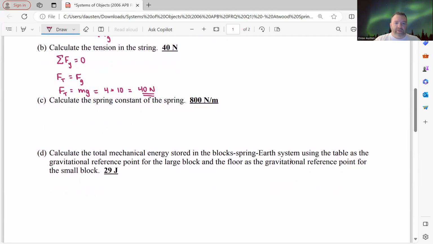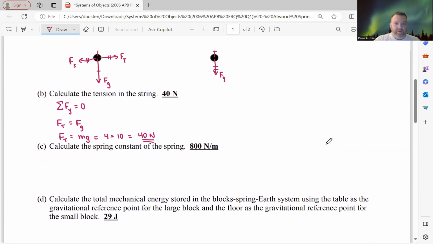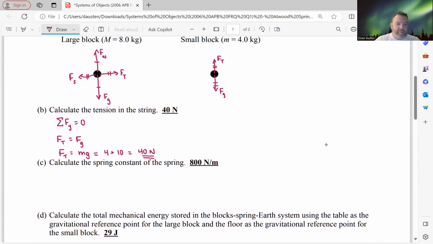For part C, we want to calculate the spring constant of the spring. So now we'll have to look at the first free body diagram, and the spring force is in the horizontal direction. So we want to set up Newton's first law in the x direction. Net force in the x direction equals 0. This means the rightward forces will equal the leftward forces. So we can just write the spring force is equal to the tension. On the left side of the equation, the spring force is just k times x. And the tension force we solved for back in part B.